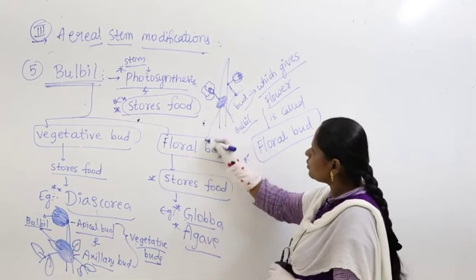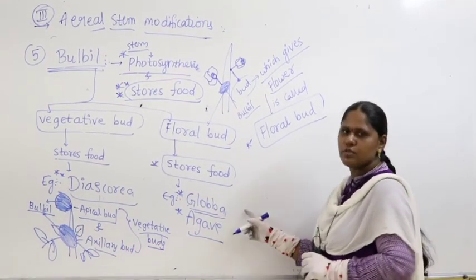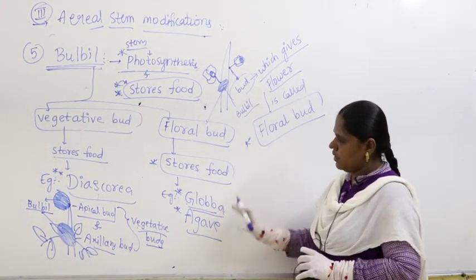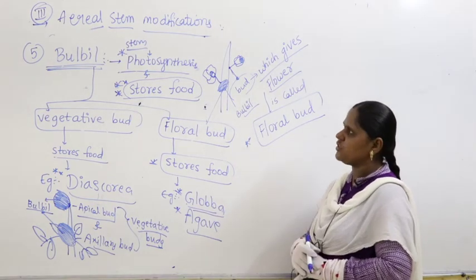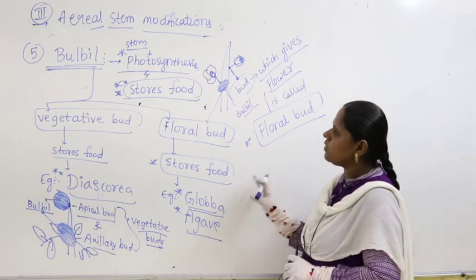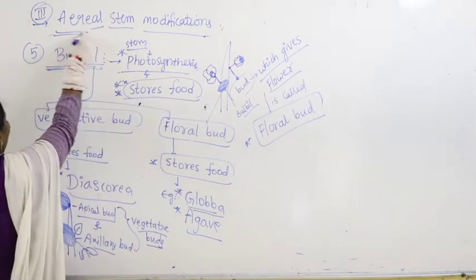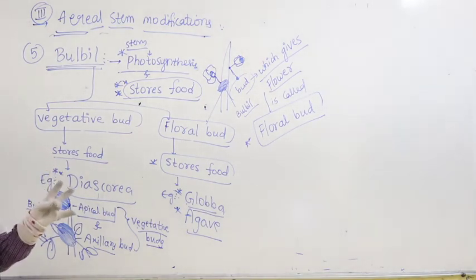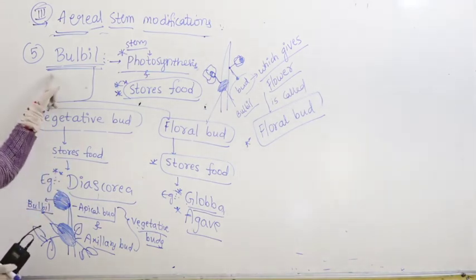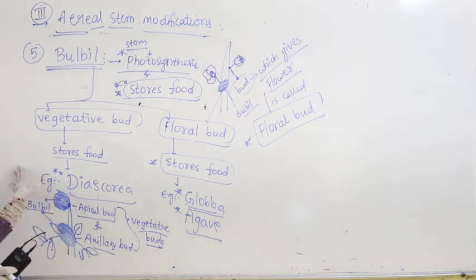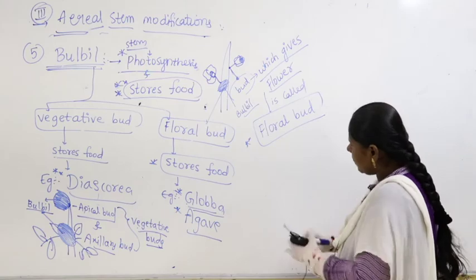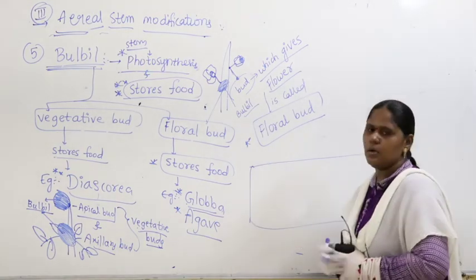So the floral bud also stores food, which you find in the case of Globba. So what is the example? Globba. You have to remember all the plant examples in which type of modification is there, right? So all these come under aerial stem modifications. Altogether we have 5 categories. What are the 5 categories we studied? First is tendril, thorns, hooks, phylloclade or cladophyll, and the next one is bulbil, right? So all this is what we call stem modifications. What I'll tell you is, all of you take one horizontal page, a small work I'm giving you.